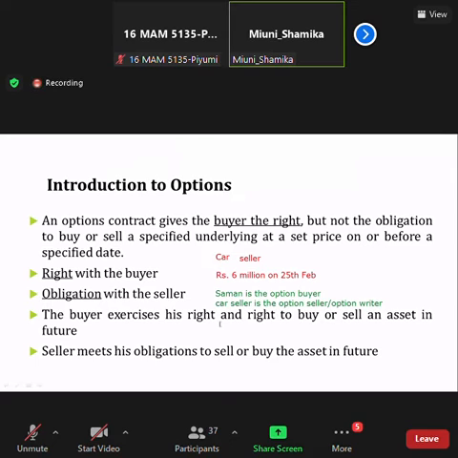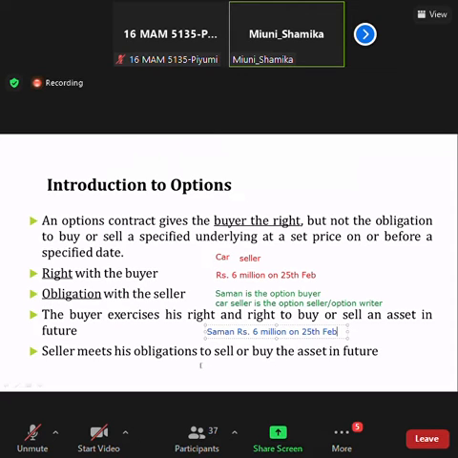Now the other way around. Now someone goes to a car seller and says, I'm willing to buy your car at rupees 6 million on 25th of Feb. Right? Someone goes and talks with the car seller and says, I'm willing to buy your car. Do you like to sell it?